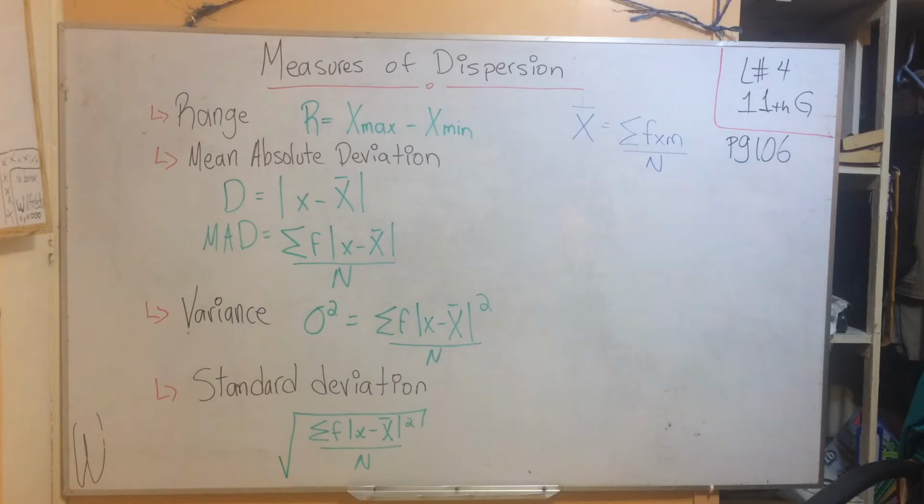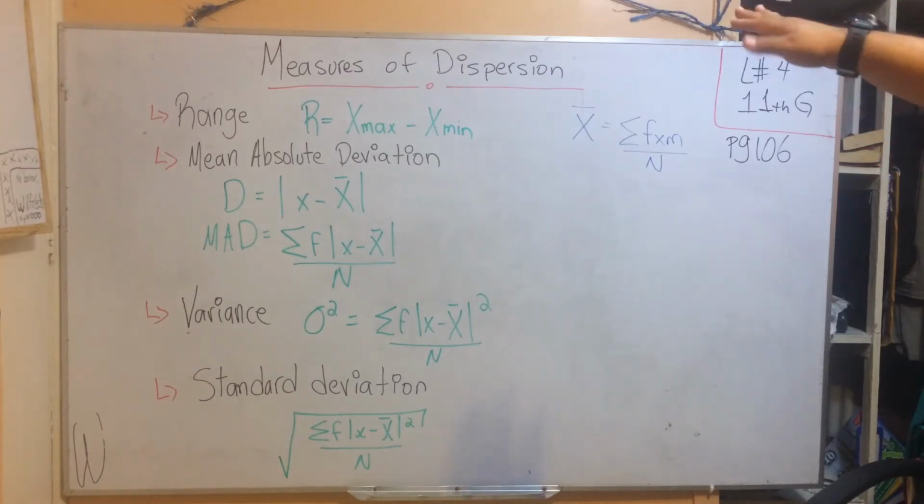Now let's talk about what measures of dispersion are. There are 4 different ways in which we can get measures of dispersion: we have the range, the mean absolute deviation, the variance, and the standard deviation. We're going to read the definition of each. Here are the formulas that we need, starting with the range. We already know it, but let's review it.